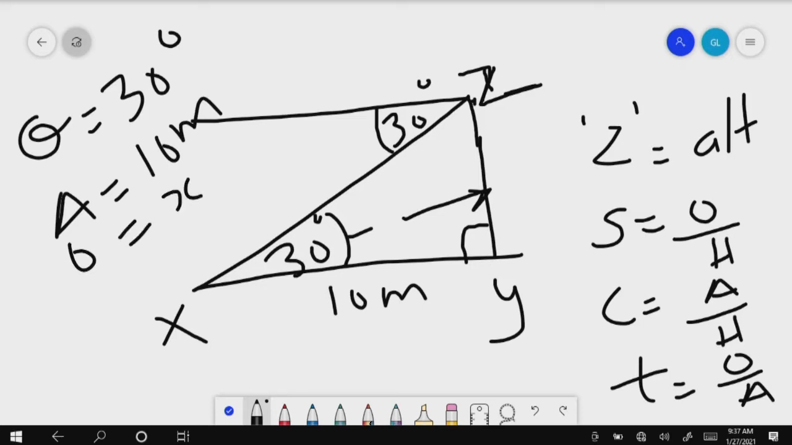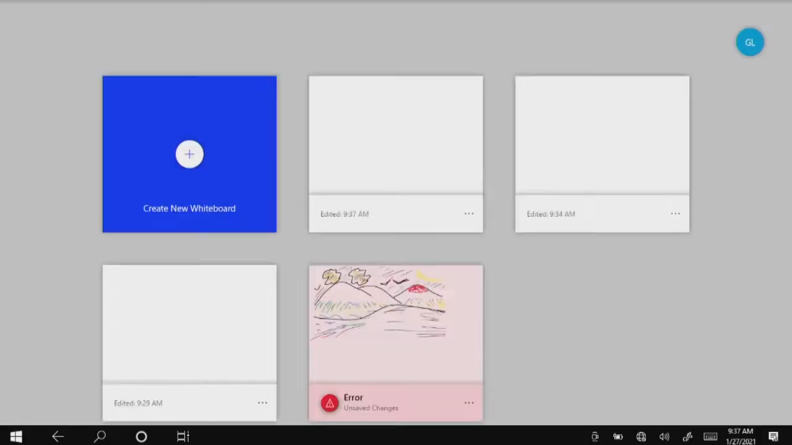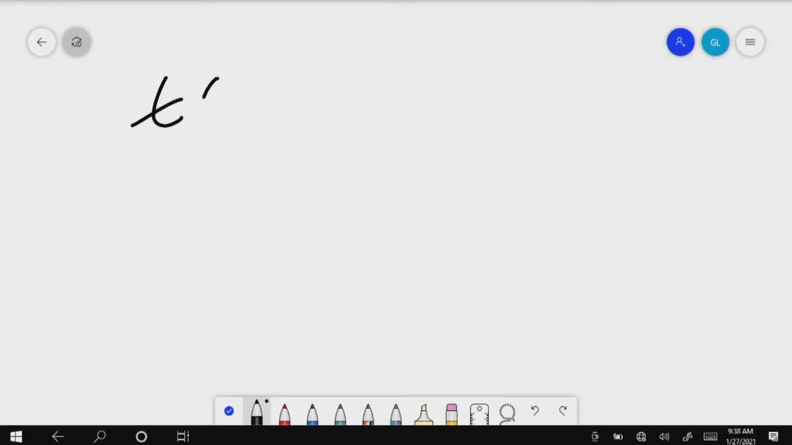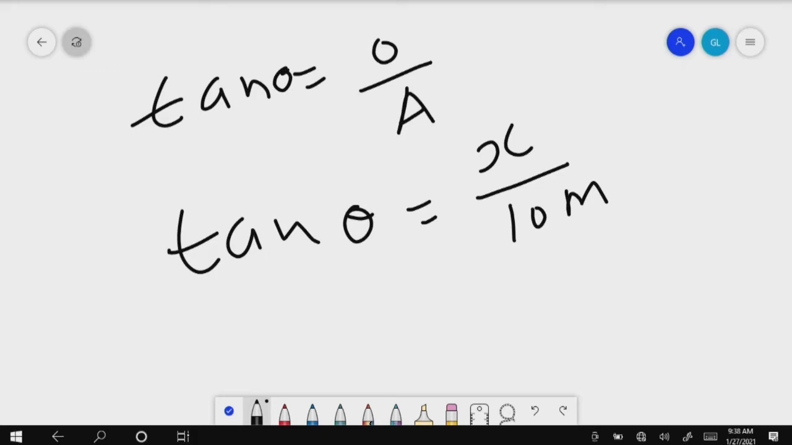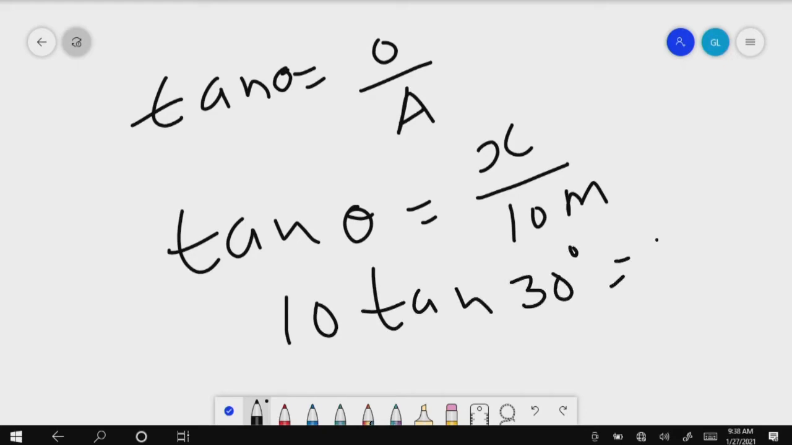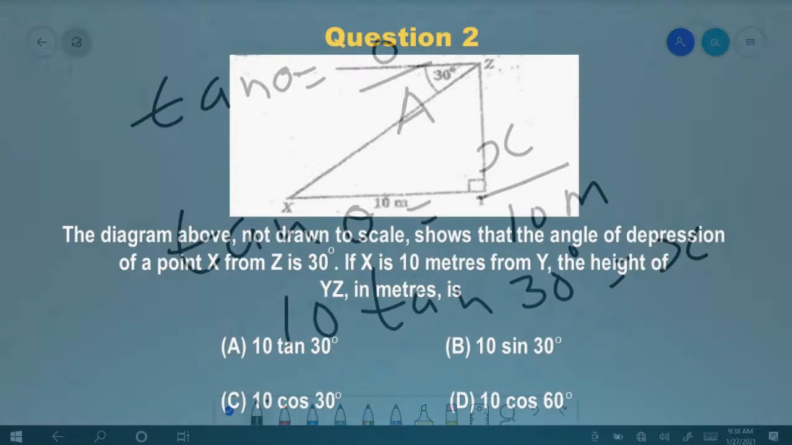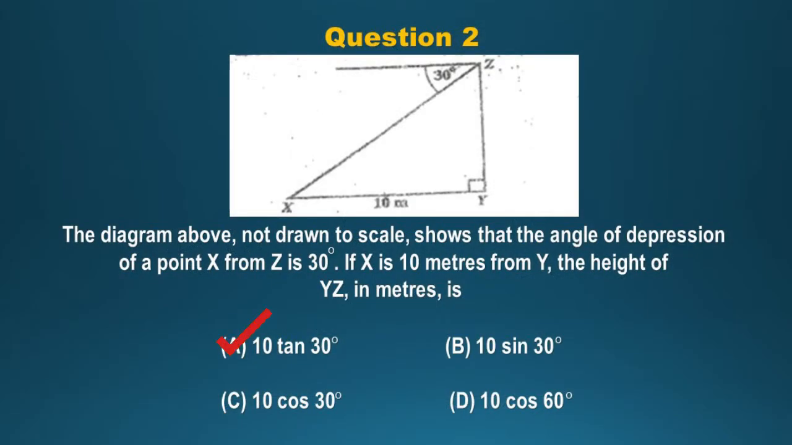Looking at what is given here, the trigonometric ratio we need to use is the tan ratio, opposite upon adjacent. By substituting, tan theta is the opposite side, which is unknown, over the adjacent side, which is 10 meters. Therefore, to find that length, we have 10 tan 30 degrees equal to x. Hence, our solution again is A.